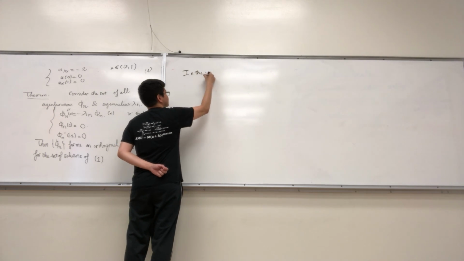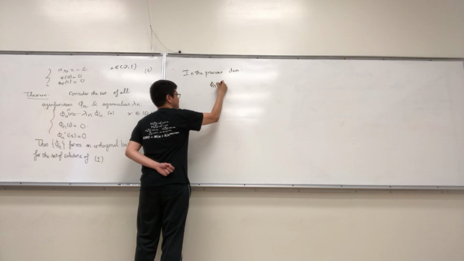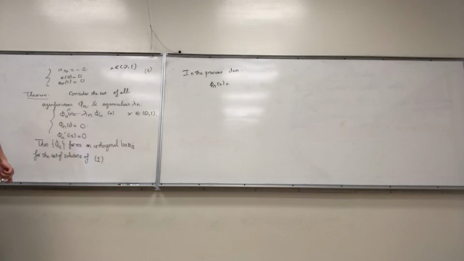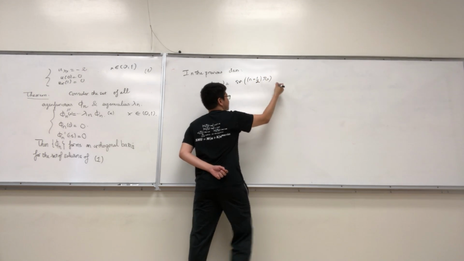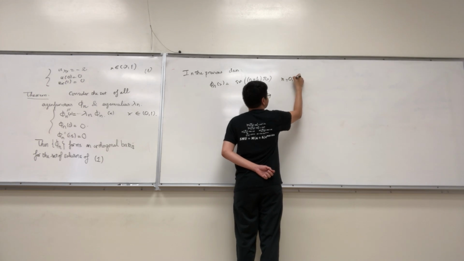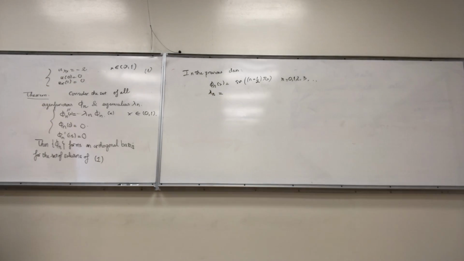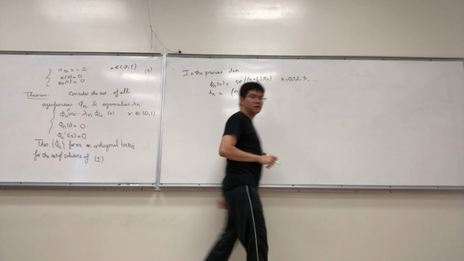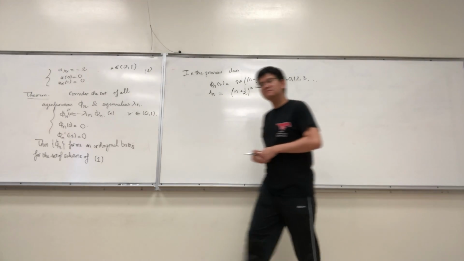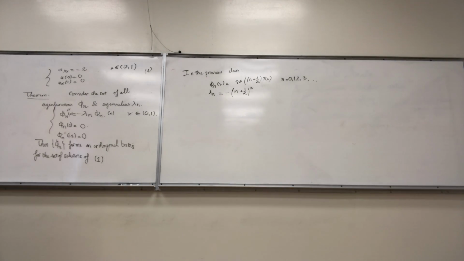Now, in the previous class, we computed phi n of x. This gives me phi n is sine of n plus 1 half pi x, where n is 0, 1, 2, 3. And lambda n is n plus 1 half squared. All right? Yes? So we got negative for the lambda n. Yes, thank you. Can you sign at the back of the paper, please? All right.